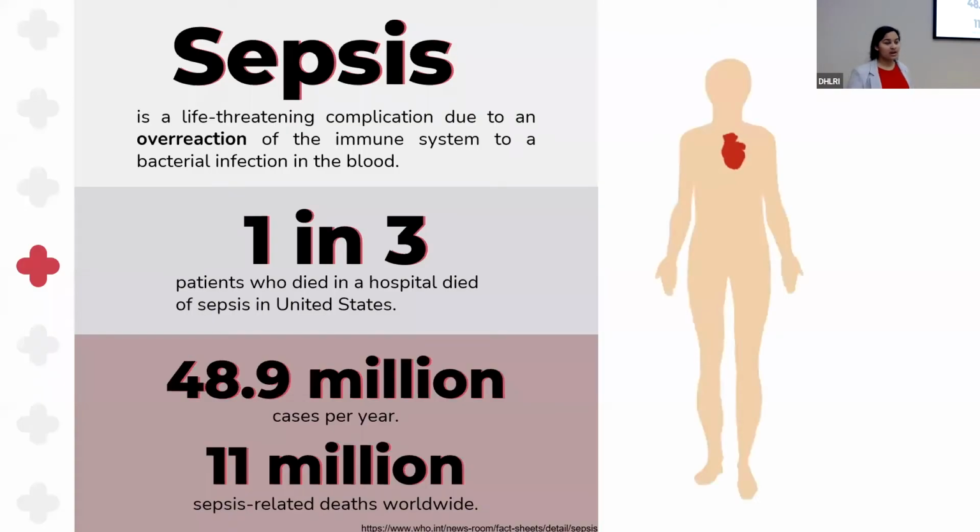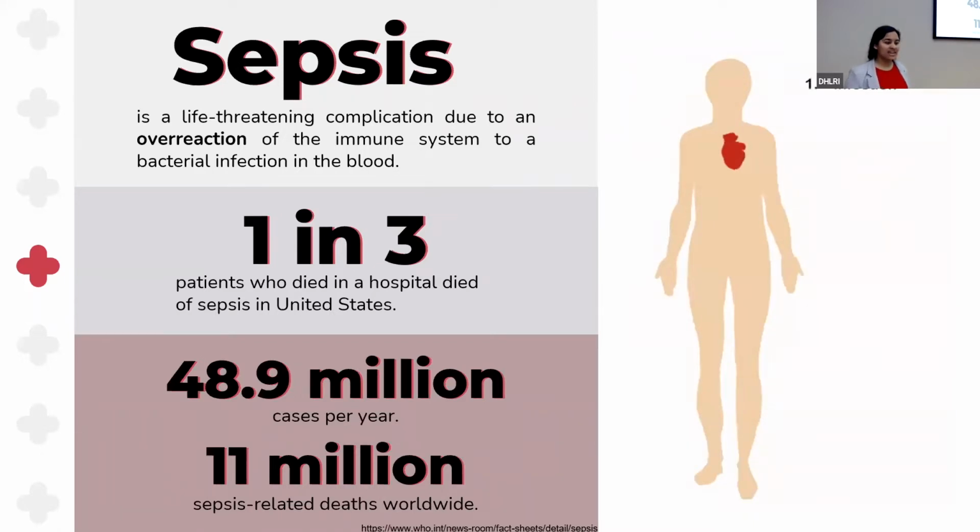Sepsis is a life-threatening complication due to an overreaction of the immune system to a bacterial infection in the blood. 1 in 3 patients who die in a hospital die of sepsis in the United States. There are 48.9 million cases per year and 11 million sepsis-related deaths worldwide.